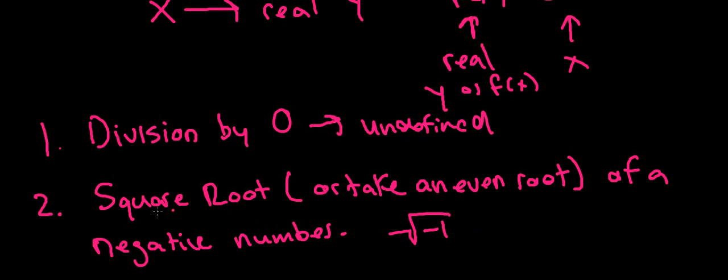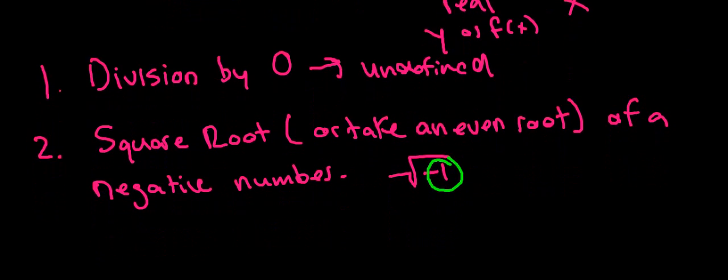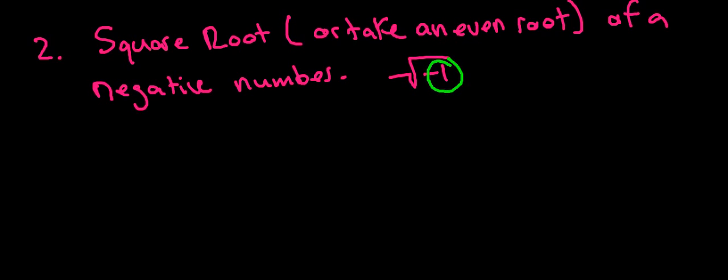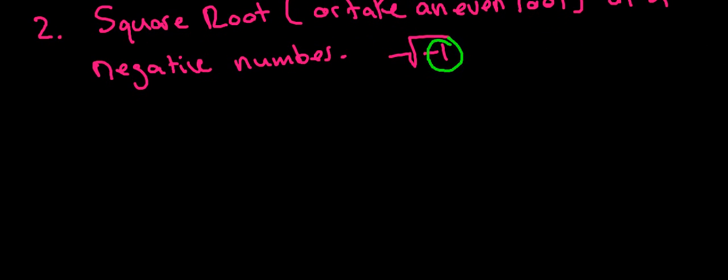So anything that would either give us division by 0 or a negative number under a radical would not be included in our domain. Anytime we have a negative number under a radical, that would not be included in our domain. So let's do a couple examples. Let's say we have f of x is equal to x plus 1. We'll do something real simple.